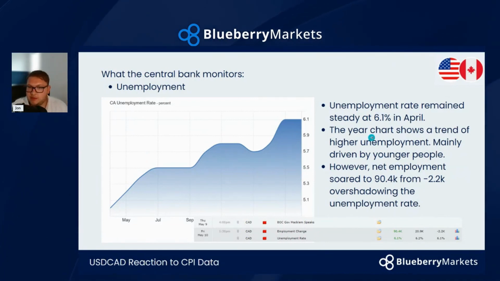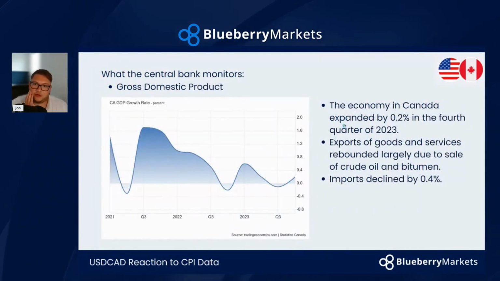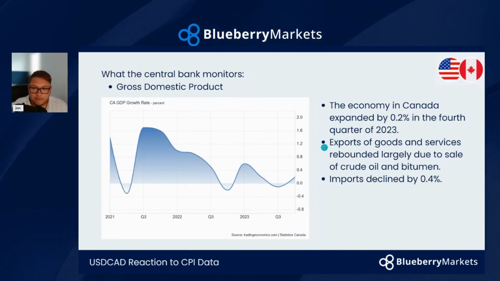I'll move on to the next one. Gross domestic product, so GDP in Canada, actually expanded by 0.2% in the fourth quarter of 2023, largely due to the sale of crude oil. And this is where we're going to lead on to our correlation between CAD and crude. But this was largely driven by that, and imports also declined by 0.4%. So we're seeing a little bit of growth there for Canada.